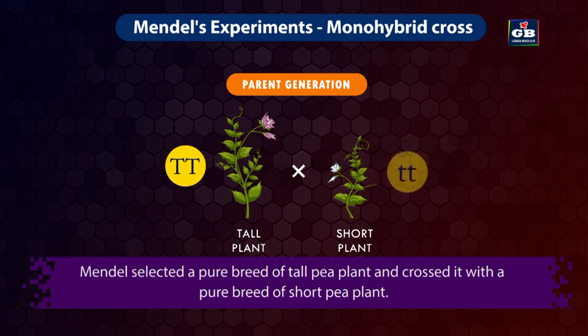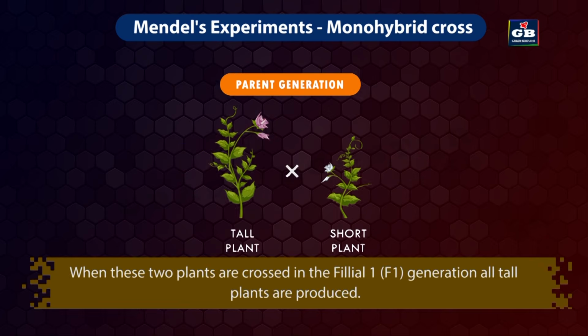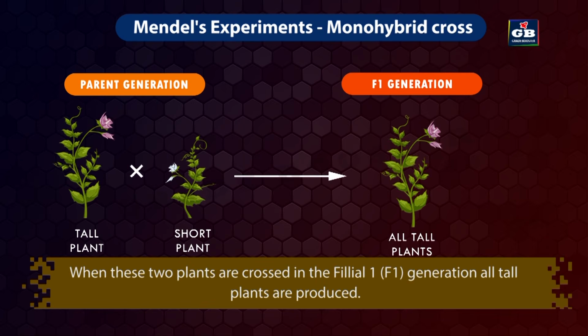Here they are represented by small t, small t. When these two plants are crossed, in the F1 generation, all tall plants are produced. Here we can see all these plants got one allele tall and the second one short. Since the tall allele is the dominant one, the plants expressed the trait tallness. So in the F1 generation, all plants are tall.